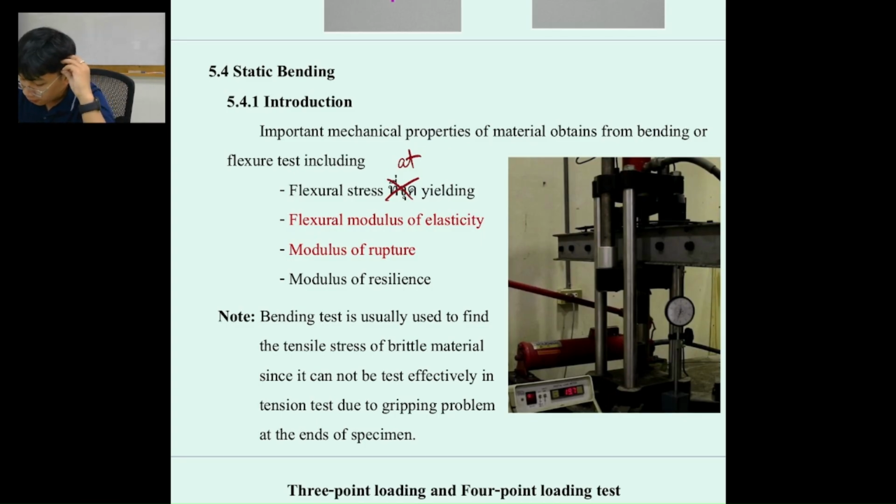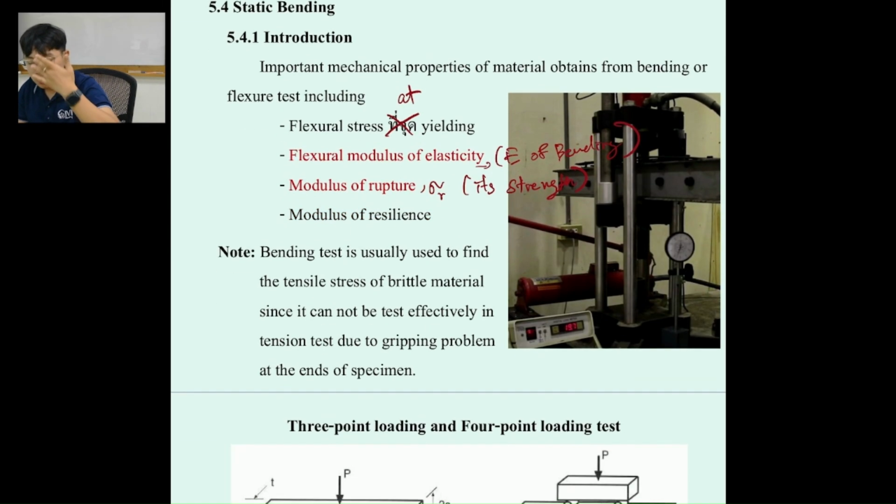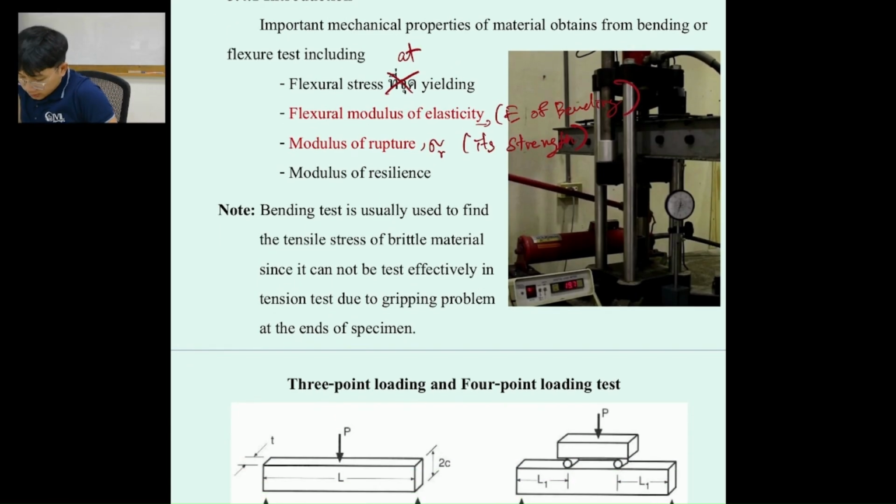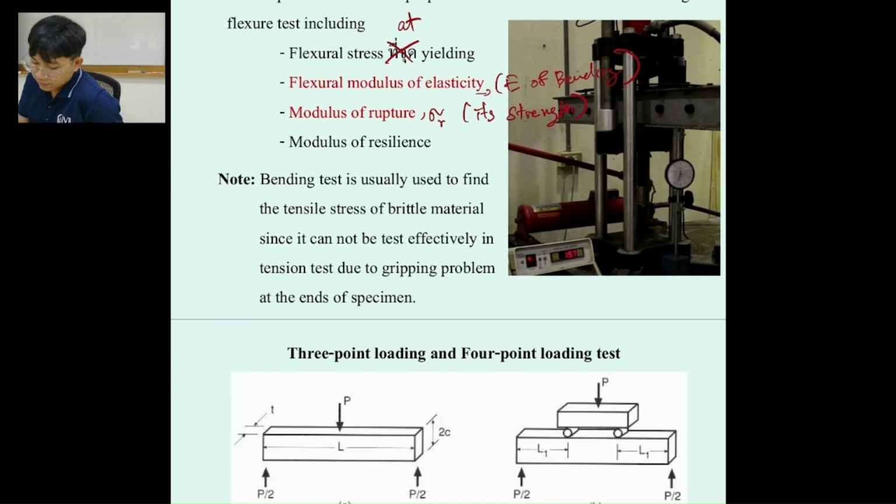have 4 points that we can consider, but what we would like to focus on is just the modulus of rupture, which is its strength. Okay, this one is the material strength, modulus of rupture, and then the flexural modulus of elasticity. Okay, this is the E of bending material. So most of the time we use this in order to find the tensile stress of the brittle material. So in the brittle material, for example, like concrete, we can just find the bending stress.